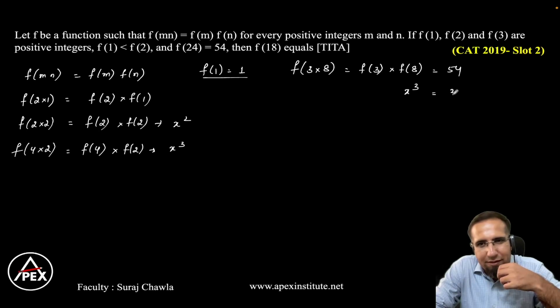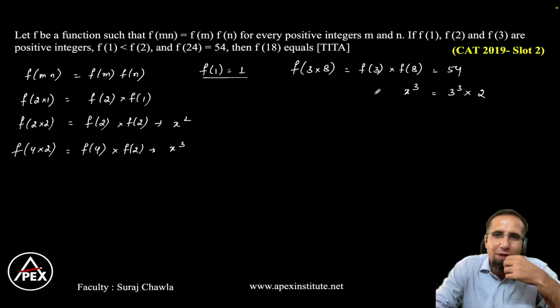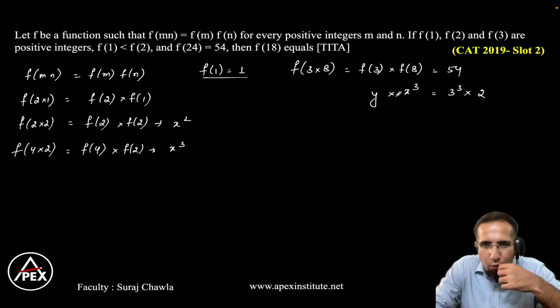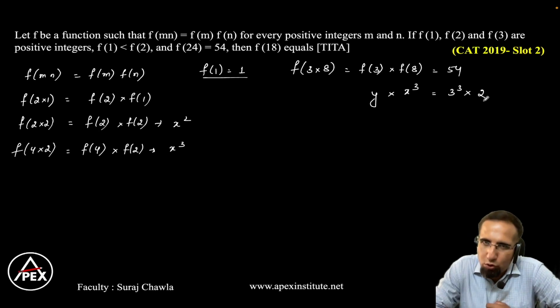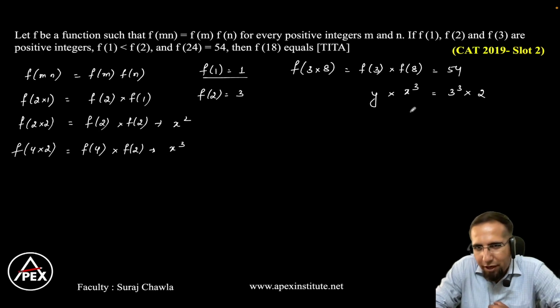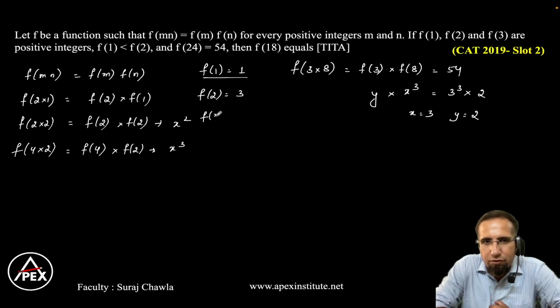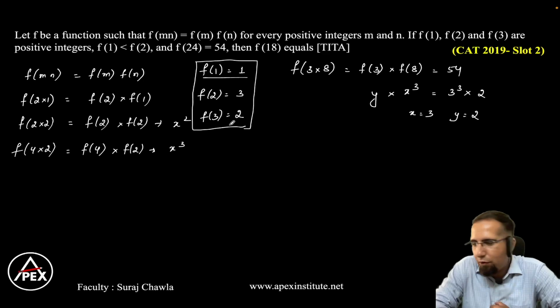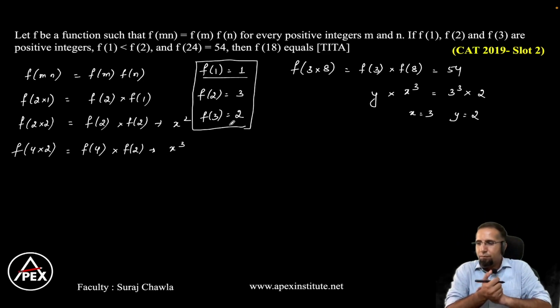Now 54 can be written as 3 cube, that is 27 into 2. Now what is f of 3? Let me assume f of 3 is equal to y. So y into x cube is equal to 3 cube into 2, and I am told that m and n are positive integers. So I can conclude that f of 2 is equal to 3. So from here I can conclude x is equal to 3 and y is equal to 2, and f of 3 is equal to 2. And this is also satisfying the condition that f of 1 is less than f of 2. Clear, guys?